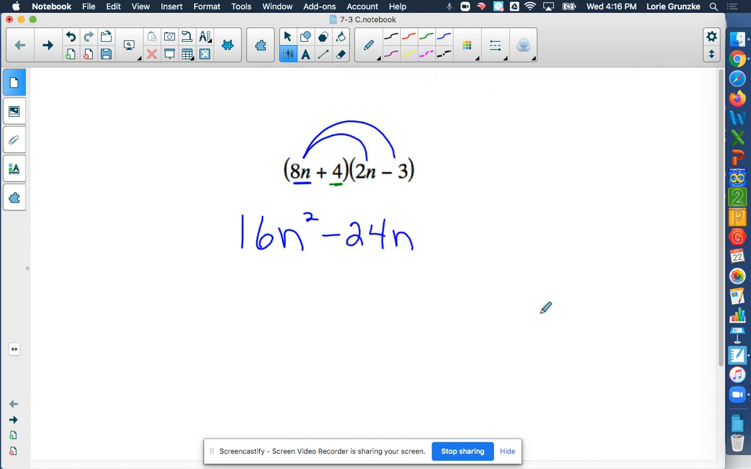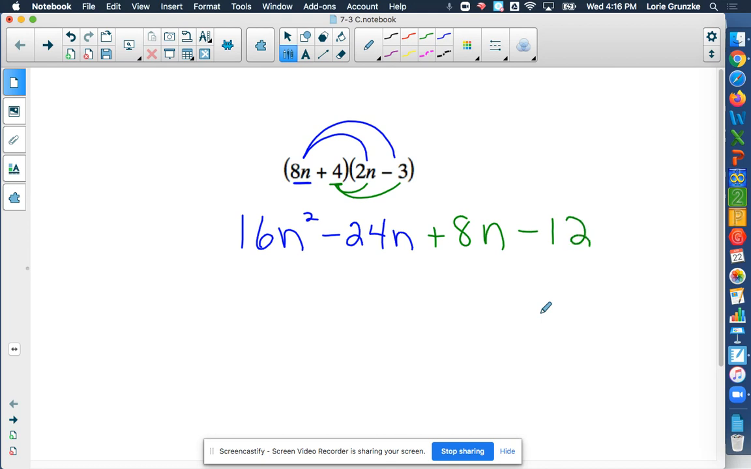And this is the second distributive. I have to take the 4 times both things there. So I'm going to use arrows on the bottom. 4 times that, 4 times that. 4 times 2n gives you 8n. 4 times negative 3 gives you a negative 12.